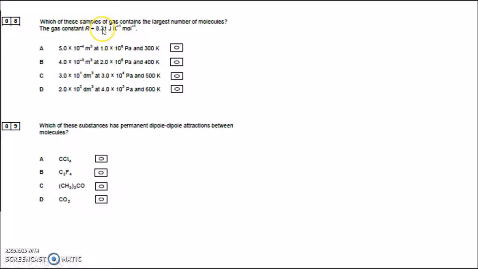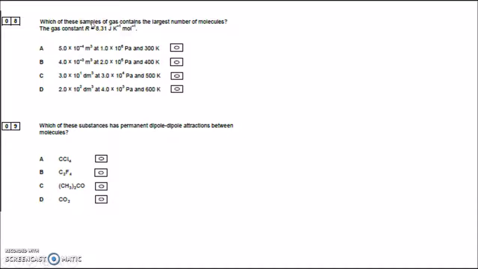Well, PV equals nRT. You've got to use PV equals nRT. I would think that's fairly obvious because you've got R, the gas constant, in there, and PV equals nRT is the only equation you know with the gas constant in there. n is the number of moles, so you've got to rearrange it.